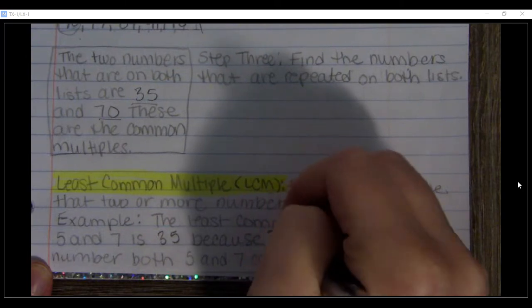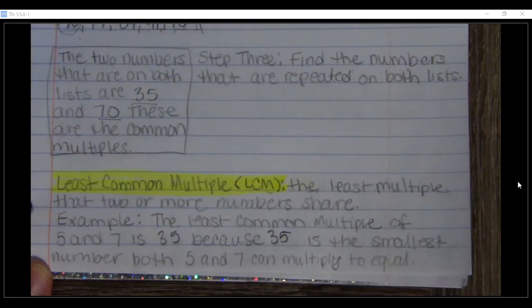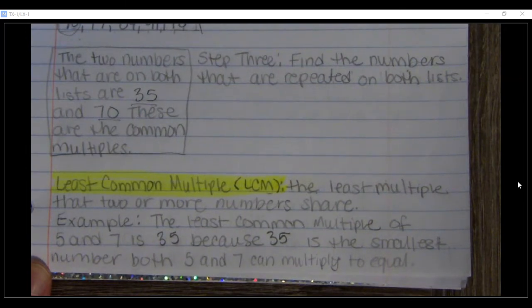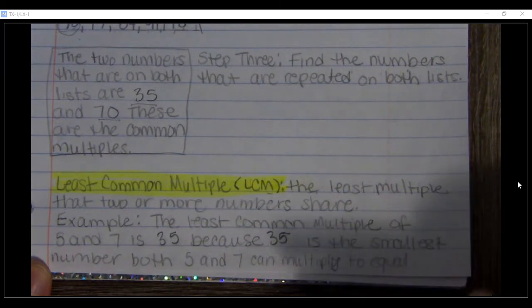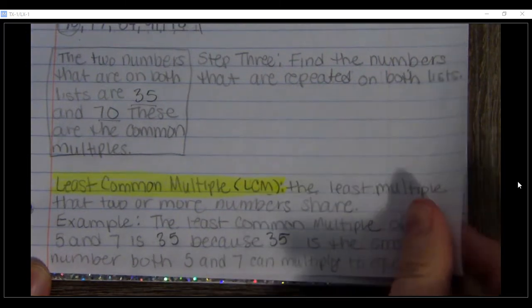Because 35 is the smallest number that both 5 and 7 can multiply into equally. So, least common multiples, all good? Okay. Let's move on to our next section.